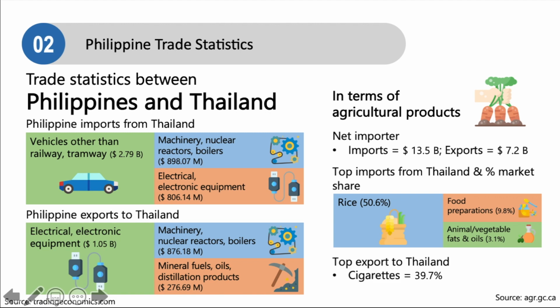While in terms of Philippine exports to Thailand, cigarette is the only agricultural commodity that the Philippines exports to Thailand, with a considerable percentage of around 40% of the market share.